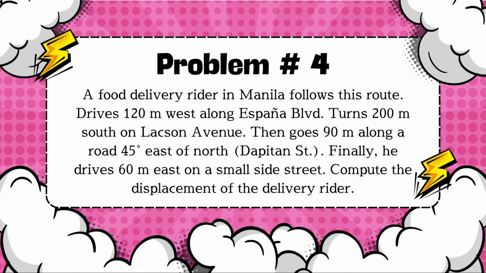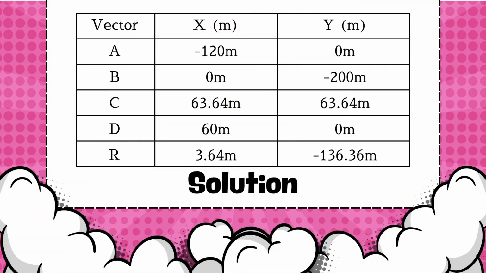Now, let's solve question number 4. We have a delivery driver who follows 4 legs. First, he drives 120 meters due west. Second, he turns and goes 200 meters due south. Third, he travels 90 meters on a road that is 45 degrees east of north. Finally, he goes 60 meters due east. We'll add the vector components now, using east as the positive x direction and north as the positive y direction.